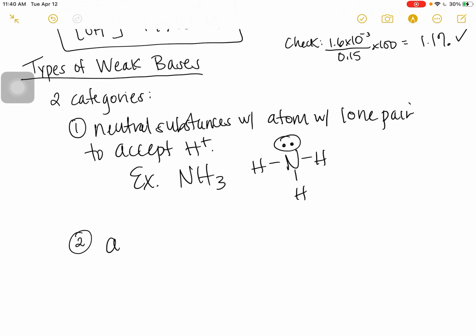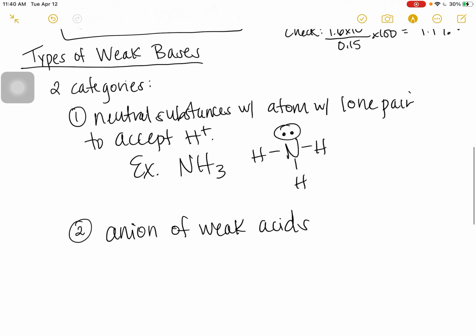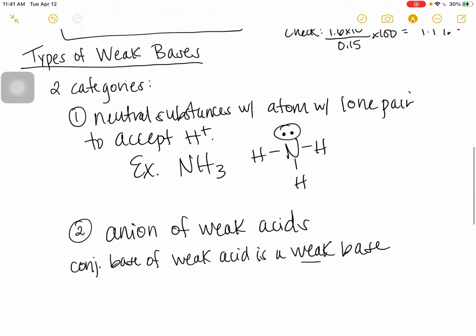And then the second category is the anion of weak acids. Keep in mind that the conjugate base of a weak acid is a weak base. We learned that in a prior lesson. So the conjugate base of any weak acid will behave like a weak base.